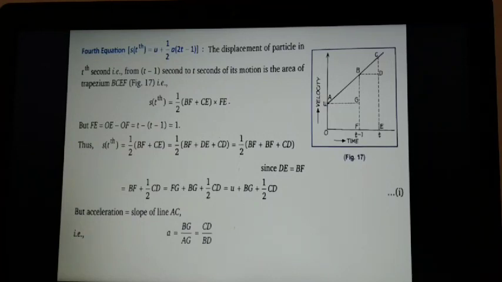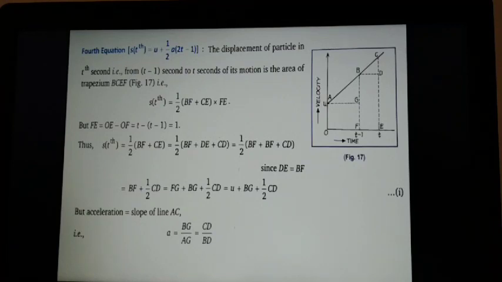Then S in the tth second, displacement in the tth second, is equal to half into BF plus CE into FE. Since FE comes to 1, that will become half into BF plus CE. And CE you can take as DE plus CD. So that will become half into BF plus DE plus CD.